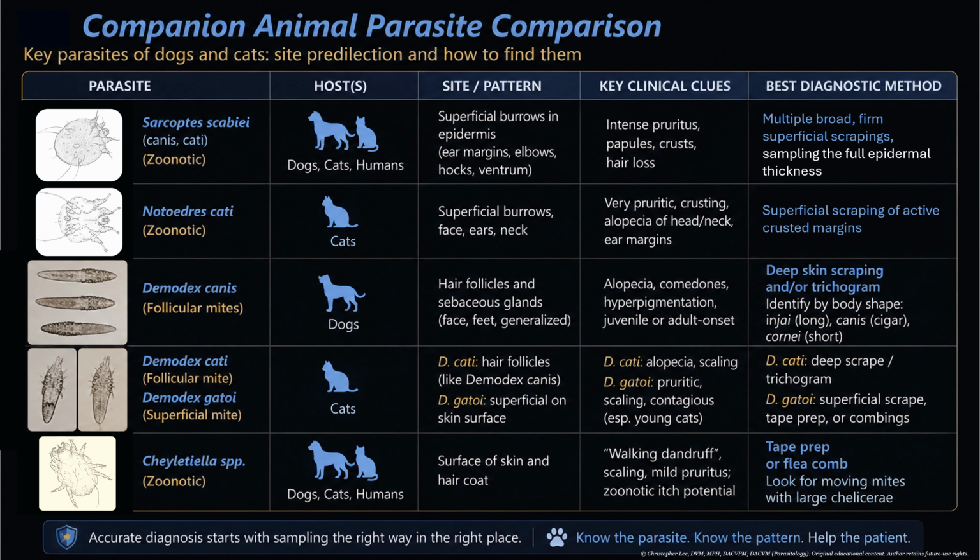Here is a comparison table for your reference. Notice the diagnostic method changes with lifestyle. Ear mite, ear swab. Burrowing mite, superficial scrape and patience. Follicular Demodex, deep scrape or trichogram. And surface mite, tape prep, flea comb, or coat brushing. This is why memorizing names alone is fragile. Patterns are more sturdy. Ask where the parasite lives, and the diagnostic method usually will start to reveal itself.